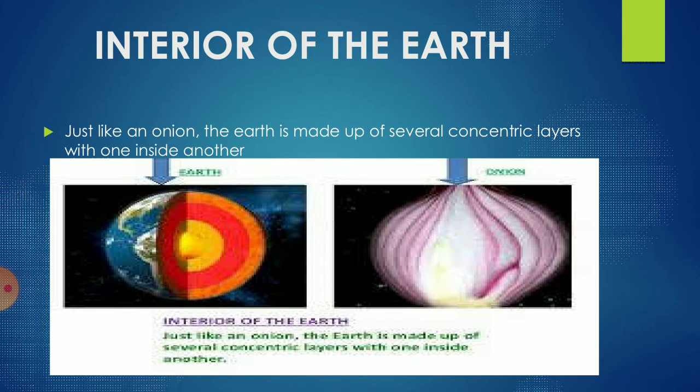The Earth is not composed of uniform material. The material of the inner layers is heavier than that of the outer layers. The density of the rock increases towards the center, right? So today we are going to discuss the different concentric layers the Earth's interior is made up of.